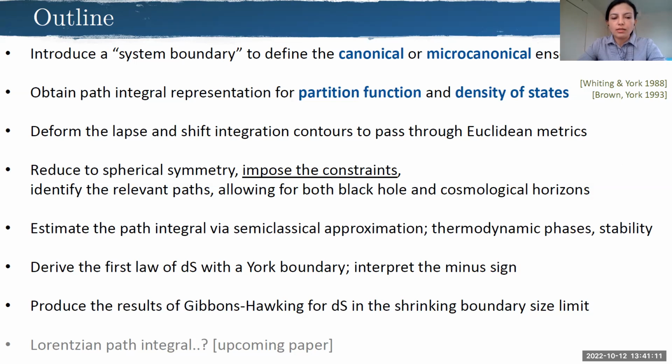And then in the last part, I derive the first law of the de Sitter horizon, again with the system boundary, which we call the York boundary because it was York who first introduced a finite boundary in the context of black holes. In that way, we can interpret the minus sign and see how the first law of a cosmological horizon should be interpreted. We introduce a boundary with a finite size, but then we recover Gibbons and Hawking's result, of course, when the boundary size goes to zero inside the static patch of de Sitter space. If I have extra time, I might comment on obtaining the same results using a Lorentzian path integral without deforming to Euclidean metrics, which is the subject of an upcoming paper with Ted.